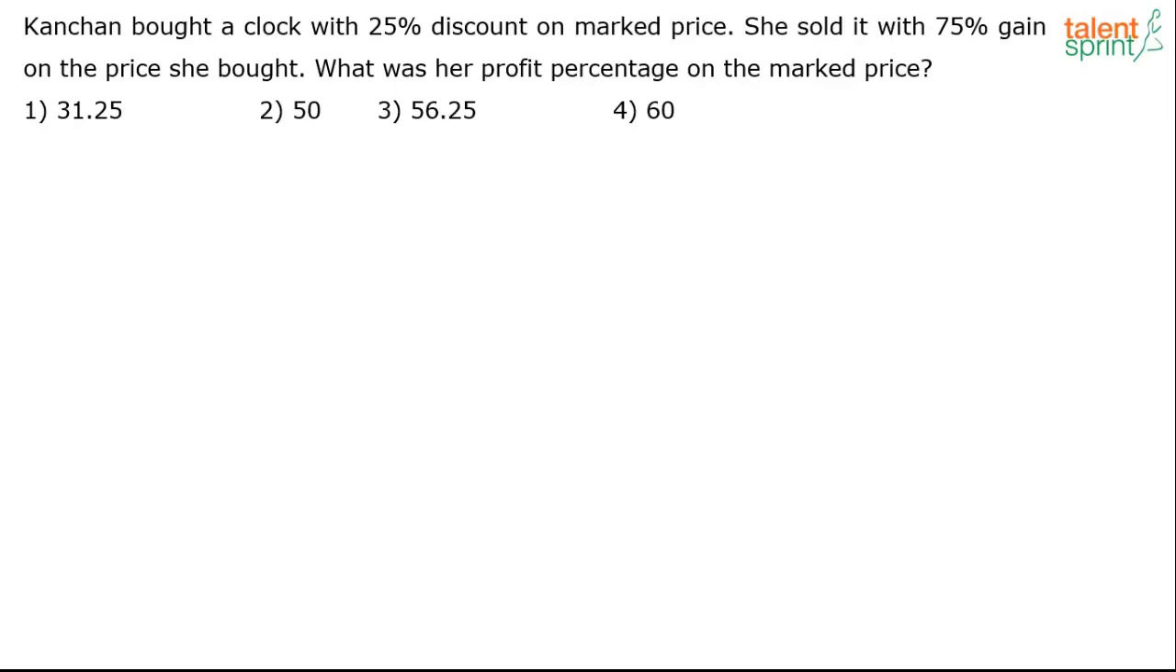Okay, Neeraj has got option 2, 50%, and Pittu has got option 1, 31.25%. Others are stuck. We will wait for maybe 15 more seconds before we take up the solution. Deepak has also got 31.25. Ayushi has got option 3, 56.25. So I think there's disparity in terms of responses here, right? We've got option 1 marked by a few of you, option 2 marked by one of you, and option 3 also marked by one of you.